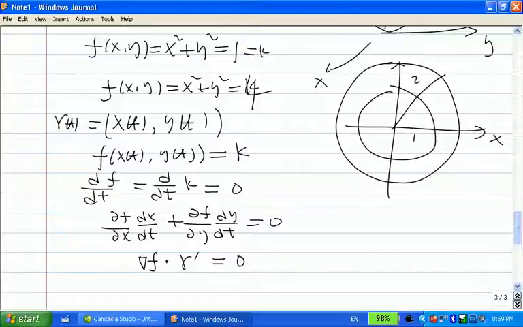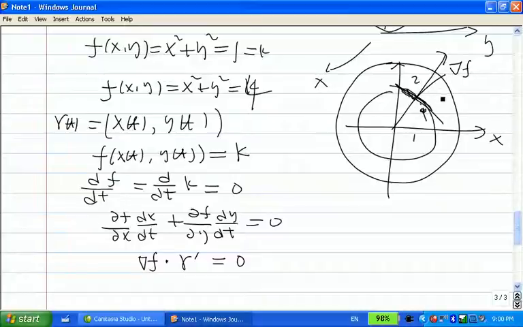Remember, what is r prime? We learned that before. For example, we're talking about this point. This curve is r. R prime gives you the tangent, the slope of the tangent. Now gradient f dot the tangent direction gives you 0. That means what? Gradient f is perpendicular to the tangent here.